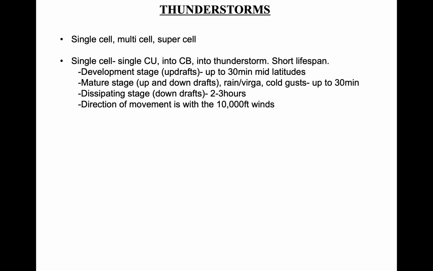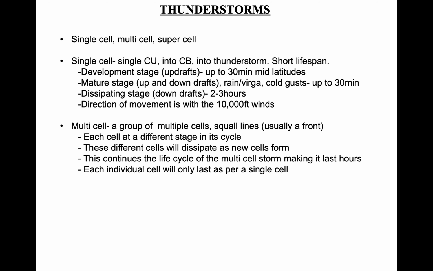It's split into effectively 3 stages. The development stage, which is predominantly the updrafts, lasts up to about 30 minutes in the mid-latitudes. Then you have the mature stage, where we're getting both up and downdrafts, rain or virga, which doesn't actually reach the surface, and cold gusts, and that lasts about 30 minutes as well. And then we have the dissipating stage, which is predominantly downdrafts, and that lasts for about 2 to 3 hours. One of the questions that can come up as well is that the thunderstorm will move in the direction of the 10,000 foot winds.